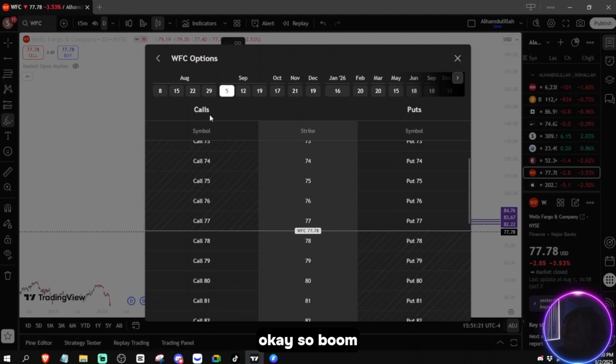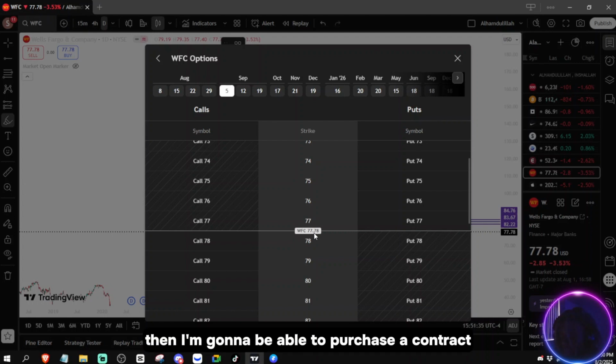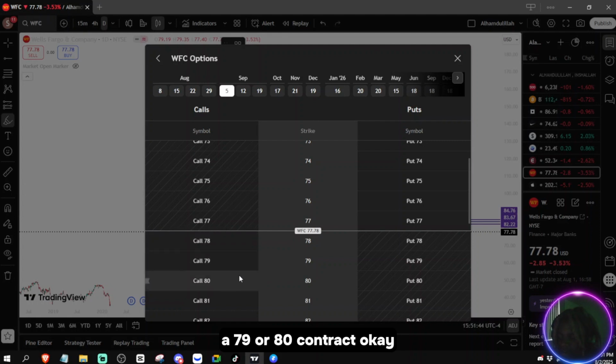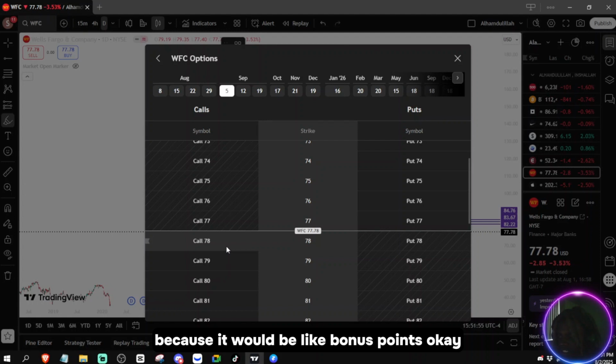Okay, so boom. If the current price here, and it'll always show in the middle, is 77.78 for Wells Fargo, and I think the price is going to go to 80, then I'm going to be able to purchase a contract above the 77.78. So I could buy a 78 contract, a 79, or an 80 contract. If I were to buy a 78 or 79 contract, they would be more expensive, but I would make more money because it'd be like bonus points. So the more right and the quicker you're right on your prediction in options, the more money you make.